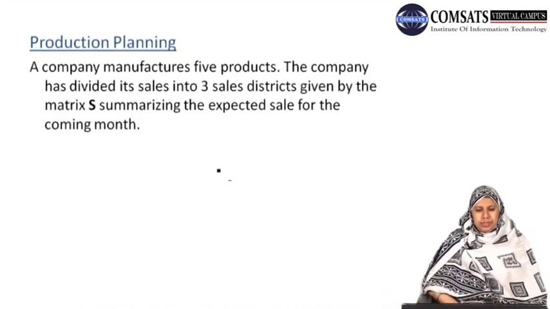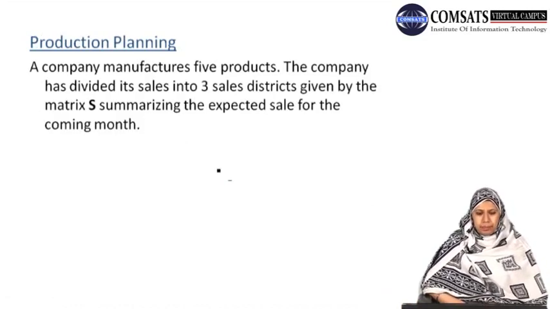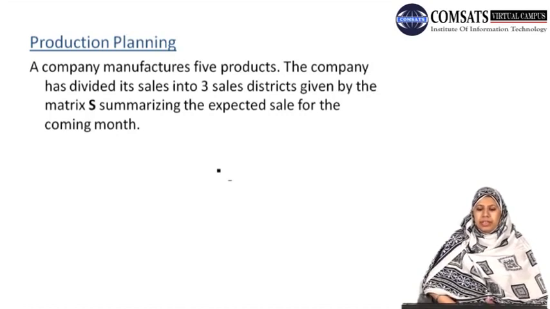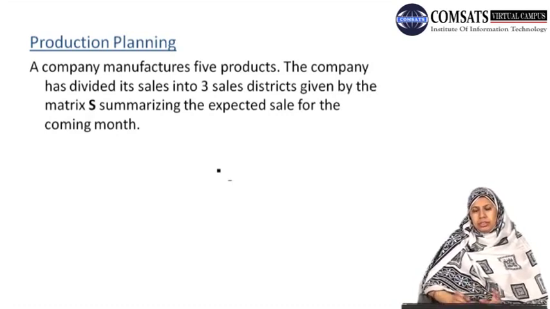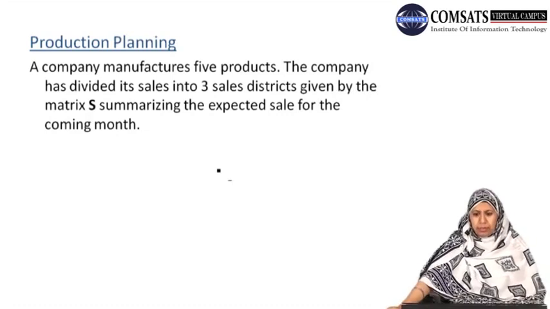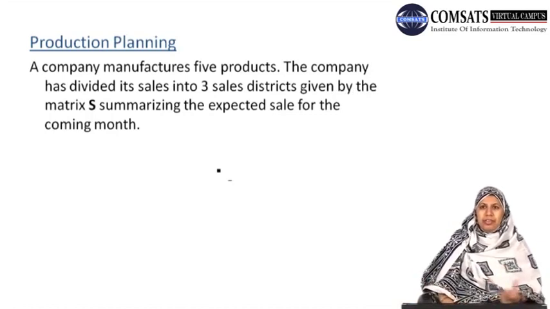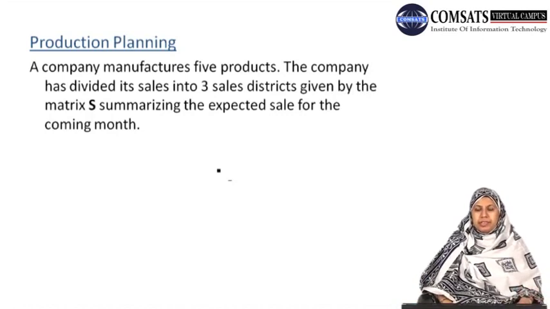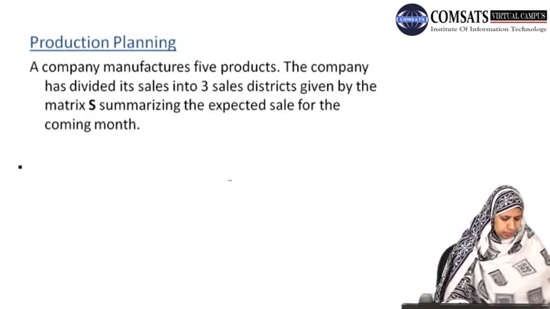Let us look at one more example, which is about the production planning. If a company manufactures 5 products and the company has divided its sale into 3 sales districts, that is, the company manufactures five products and wishes to sell these 5 products only in 3 districts. Okay, and we have a matrix representing the data which summarizes what the expected sale for each product in each district in the coming month.